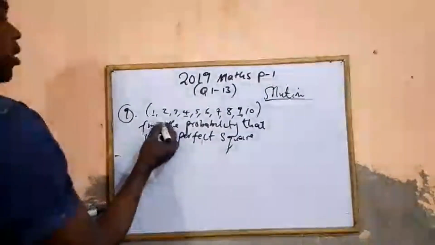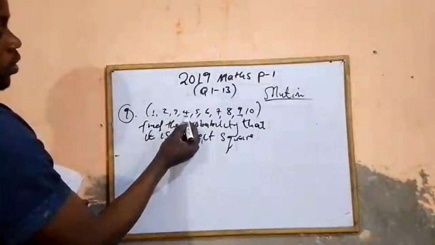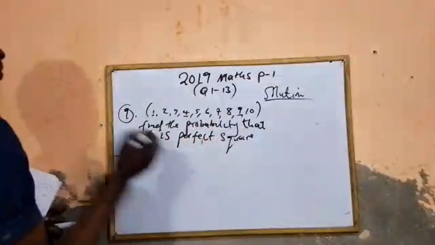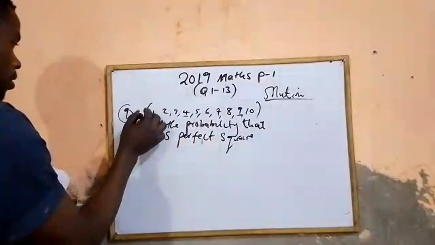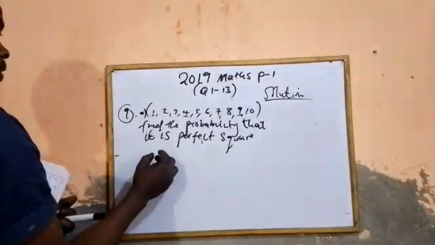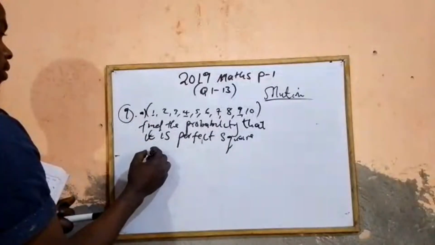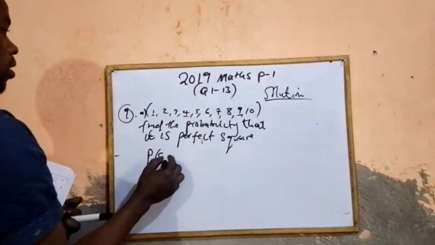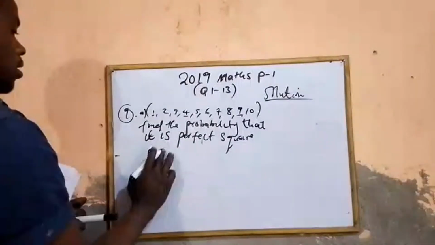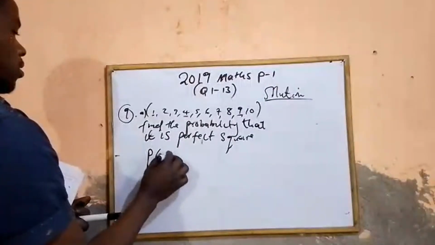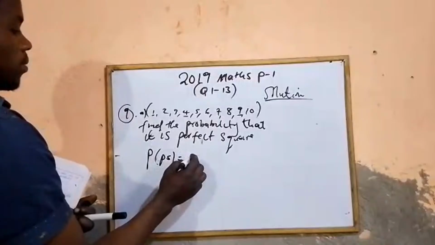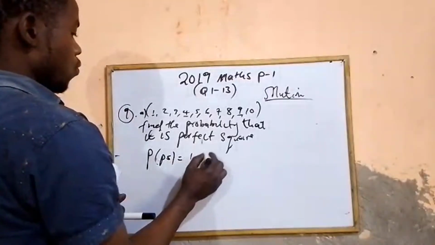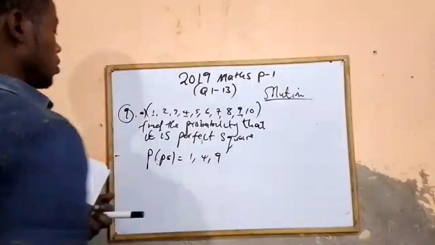So the square root of 1 is 1, the square root of 4 is 2, the square root of 9 is 3. So these are the numbers. So this is A here. So the numbers they're asking us to find the probability for, the perfect squares, are 1, 4, 9. Okay.